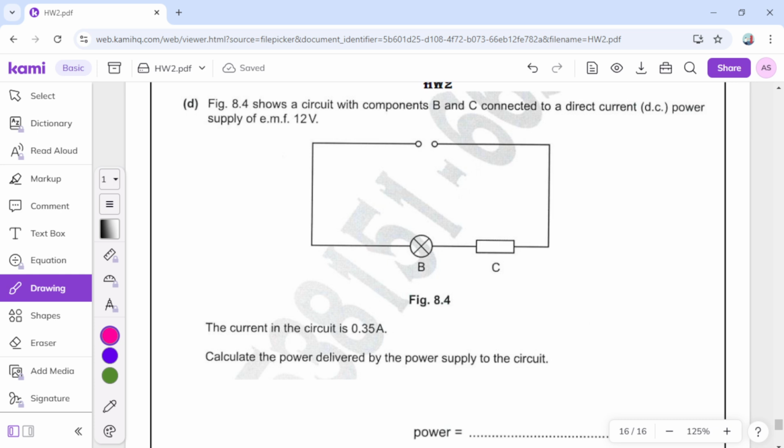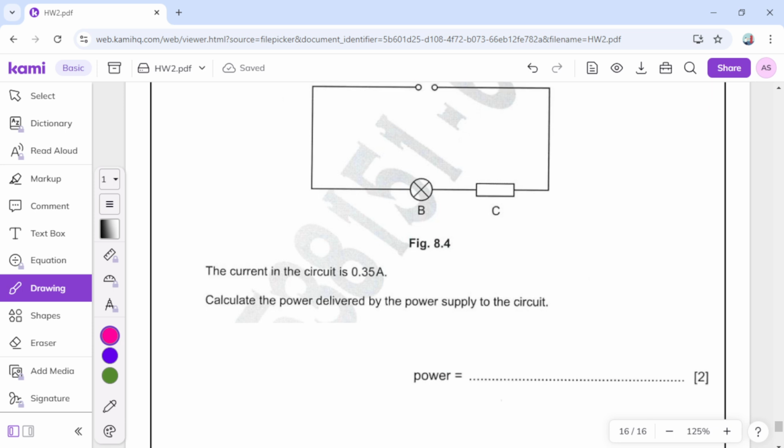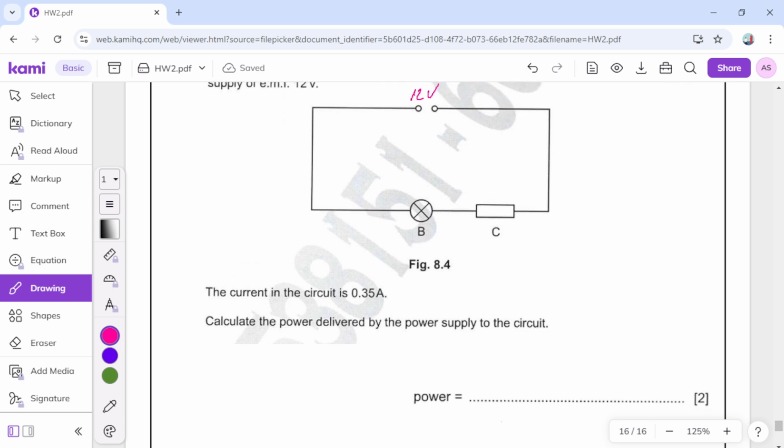Figure 8.4 shows a circuit with components B and C connected to a direct current DC power supply with electromotive force 12 volts. Now the current in the circuit is 0.35. Calculate the power delivered by the power supply to the circuit. So power equals V multiplied by I. So it will be 12 multiplied by 0.35. Using your calculator, the answer will be 4.2 watts.